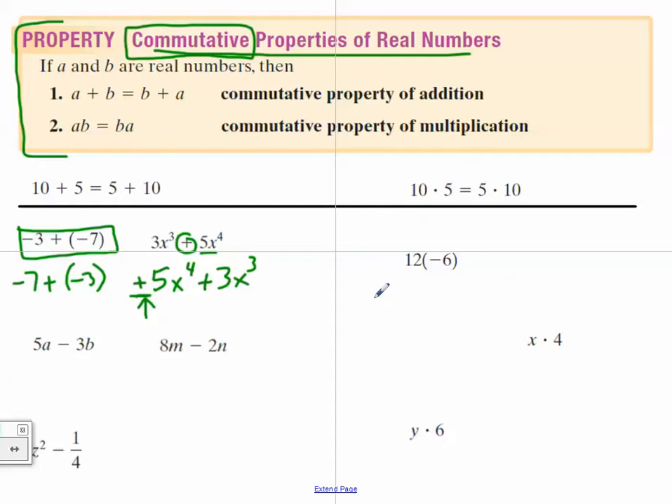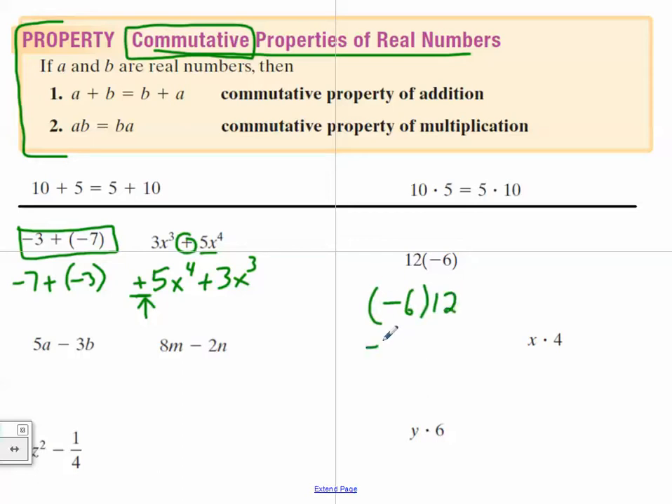The same idea holds true for the commutative property of multiplication. This is especially helpful when we're solving equations. If we've got 10 times 5, we can say that's 5 times 10, and the same idea, you get to 50. But if you've got 12 times a -6, you can also say that it would be -6 times 12.